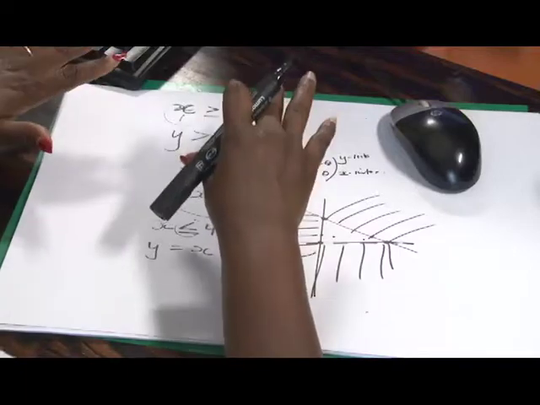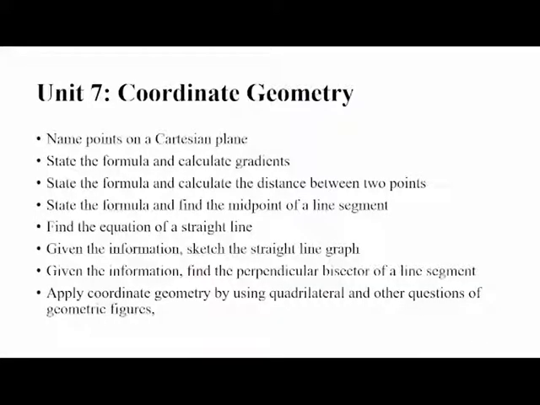Okay, let's move on to the second unit. We have to do with coordinate geometry. Under coordinate geometry, these are the sub-units we have. It's still quite a number of things, quite a number of rules and so on, and you really need to know what to do with each.